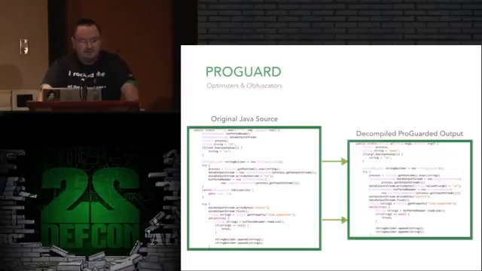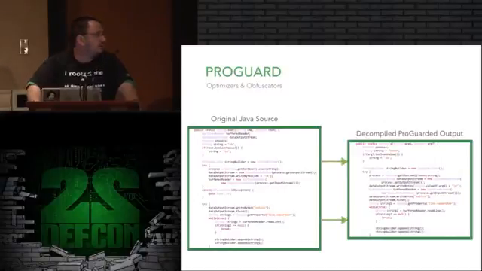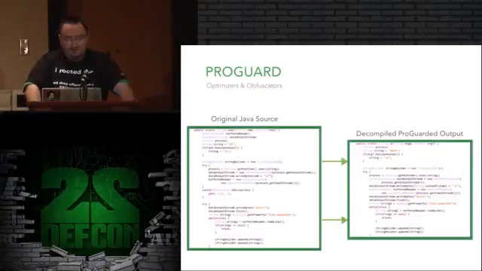On the left-hand side we have the original source, and on the right-hand side we have the decompiled ProGuard protected output. As you can see, it's fairly easy to understand if you understand Java. It's not too strange at all.